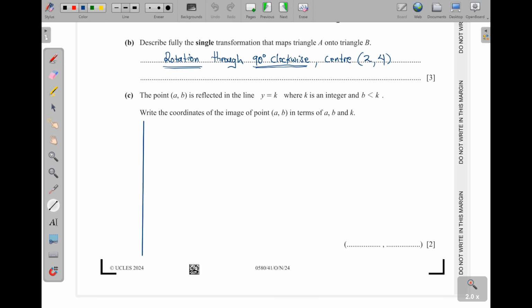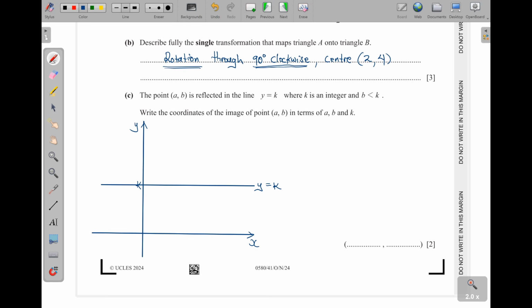I can have my axes here. So this is my y-axis and then this is x-axis. Then I can have a line y is equal to k, a horizontal line. Let's say I put it here. Okay, it is parallel to the x-axis. So this is y is equal to k. That means the y coordinate on this line is k, so I can write it as k here.